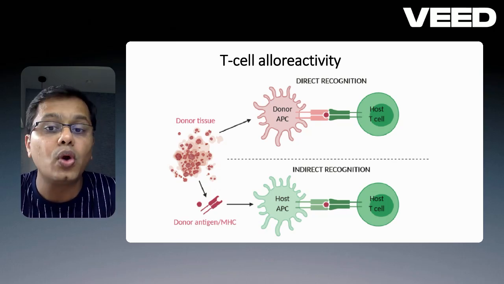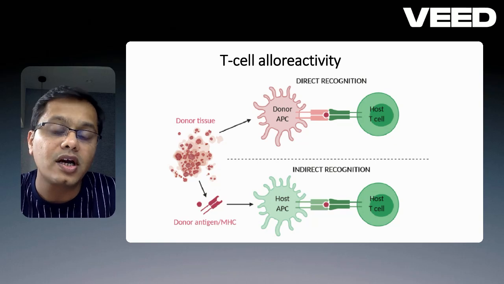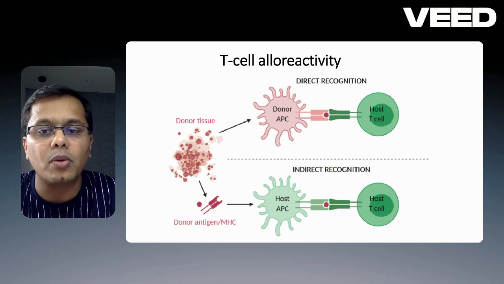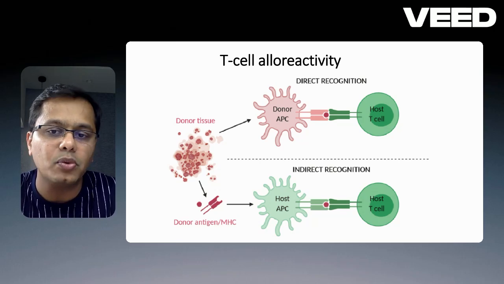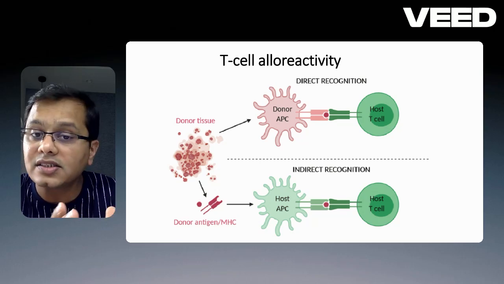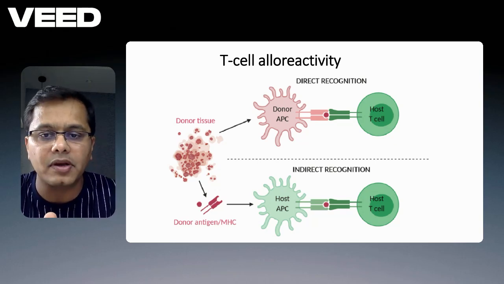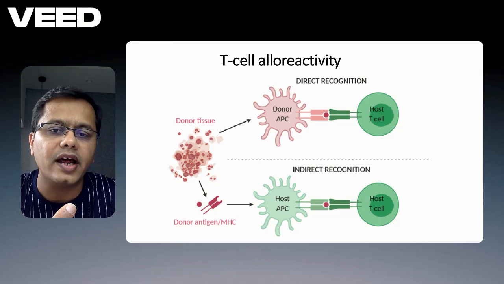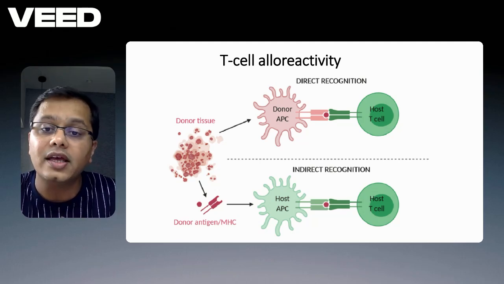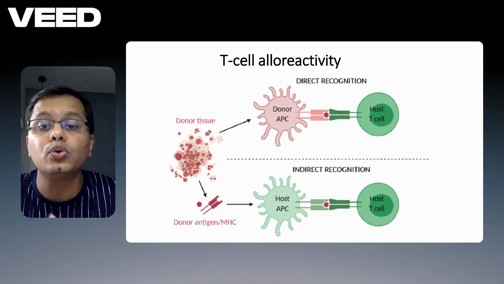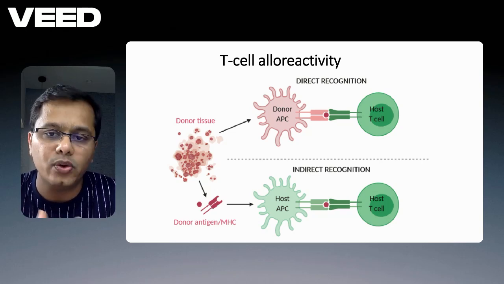Unfortunately, we do not have mechanisms to recognize such minor histocompatibility antigens at the moment. However, understanding T cell alloreactivity, both the direct mechanism and the indirect mechanism, helps us to understand why in matched donor transplants you can still have T cell alloreactivity.